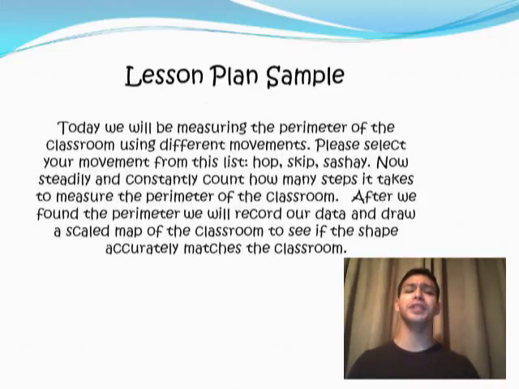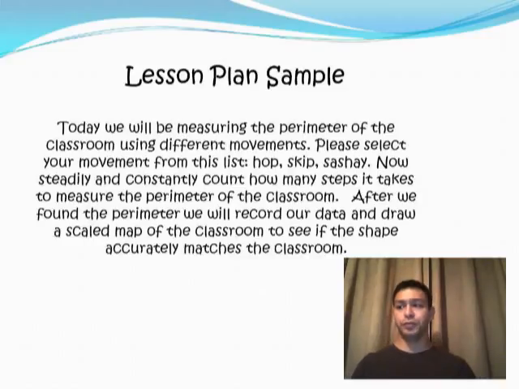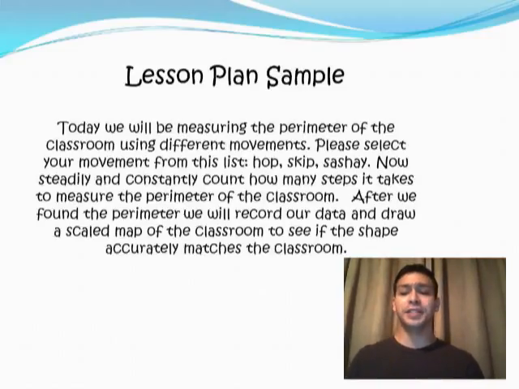I developed a sample lesson plan that should demonstrate an inclusive classroom as well as differentiated instruction. This lesson goes a little like this. Today we'll be measuring the perimeter of a classroom using different movements. Please select movements from this list: hop, skip, sashay. Now steadily and consistently count how many steps it takes to measure the perimeter of the classroom. After we find the perimeter, we will record our data and draw a scale map of the classroom to see if the shape accurately matches the classroom.